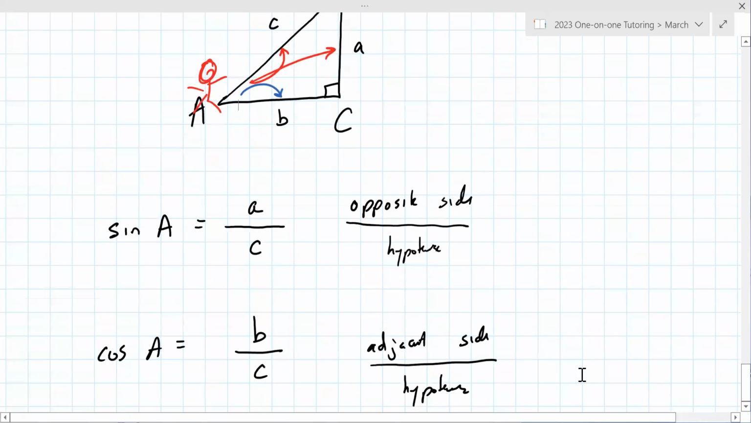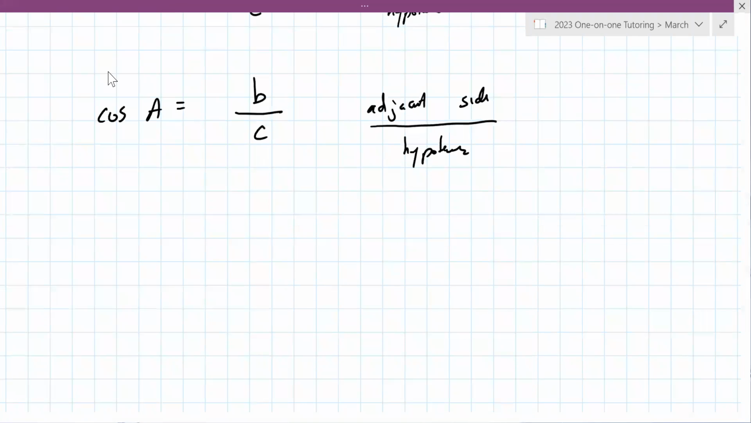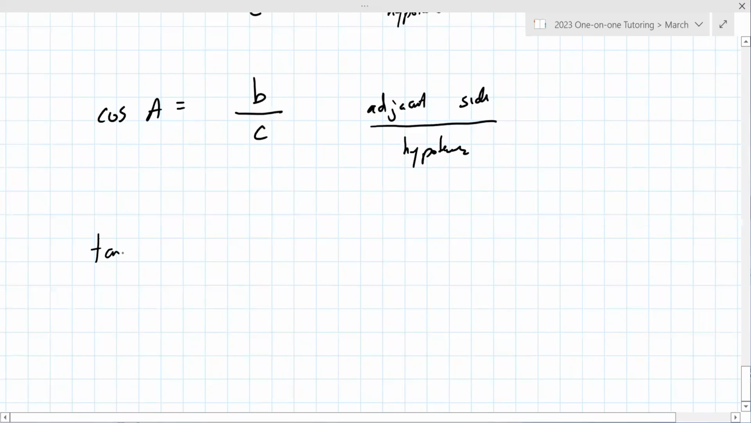And then the last one here is tangent of A. There's actually three that generally start out here. And this is the opposite side over the adjacent side.